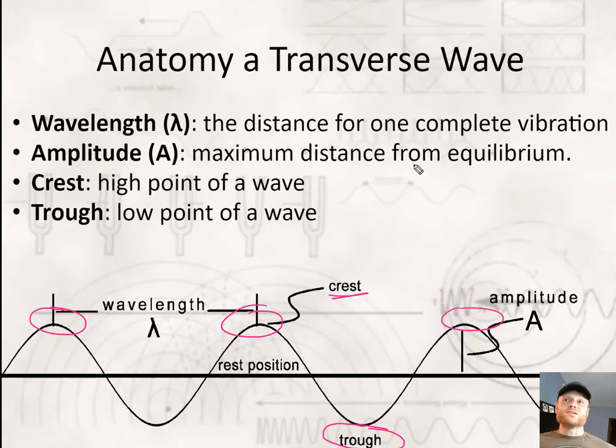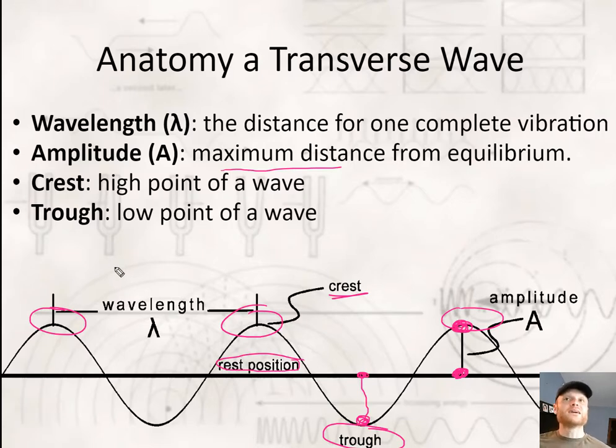The amplitude is the maximum distance from equilibrium. And equilibrium would be if the wave wasn't moving at all, it'd just be at its rest position. And that's represented by this black bold line here that says rest position. So the amplitude is actually the distance from that rest position to either the crest or from the rest position to the trough. Either one, same thing. The amplitude would be the same in either case, but that's represented by the capital letter A.